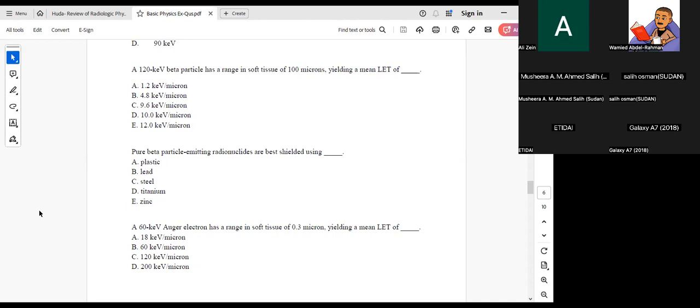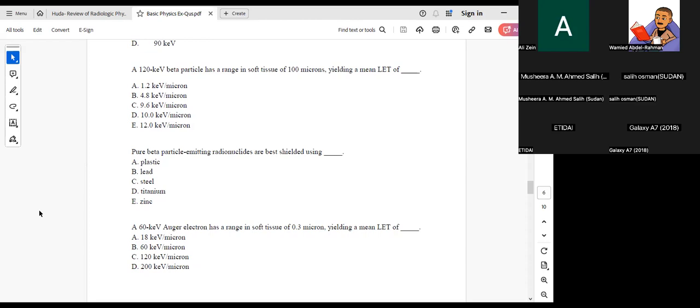Pure beta particle emitting radionuclides are best shielded using: lead, steel, titanium, zinc, or plastic? What's the best shielding for beta particles? This is related to what we have been discussing, Bremsstrahlung. If we have a higher Z, we get more Bremsstrahlung. So for shielding, we want a lower Z material. So plastic is probably the right answer. It has the lowest Z. Yes, correct.